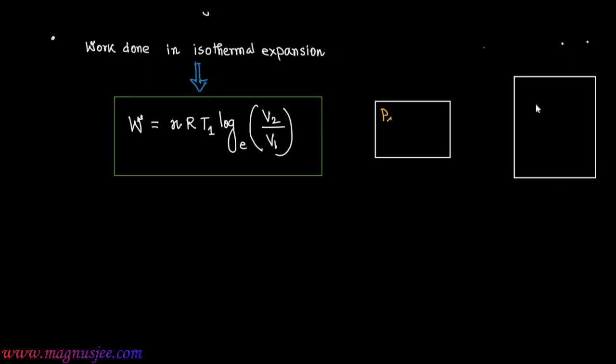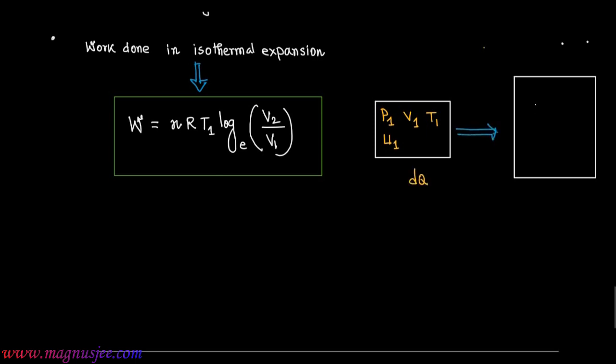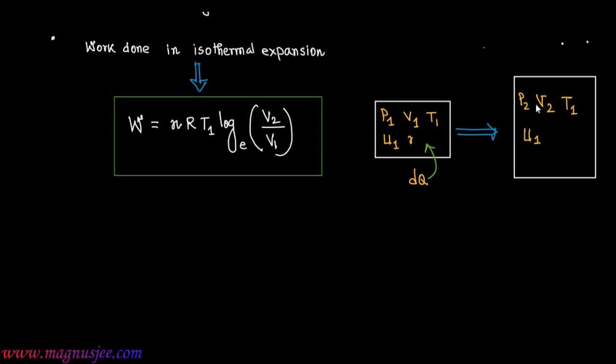We can draw the initial and final state of the ideal gas. P1, V1, T1 are the initial pressure, volume, and absolute temperature. E1 is the initial internal energy of the ideal gas, and dQ is the heat energy absorbed by the ideal gas. As the gas absorbs dQ amount of heat energy, its pressure changes to P2 and volume changes to V2, but absolute temperature T1 remains constant, internal energy remains constant, and n is the number of moles. In this case, pressure P2 will be less than P1, and as the gas expands, the final volume V2 will be greater than V1.